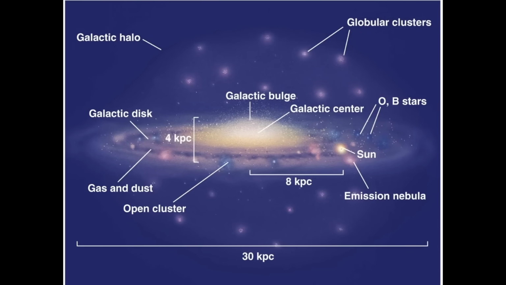O and B type stars are in the disk. Globular clusters are above and below the disk. There's a huge bulge of stars, a galactic bulge, and the gas and dust is primarily confined to the disk of the Milky Way. We saw pink emission nebulae that are like Orion star-forming regions or Trifid nebula star-forming regions that are in the disk. And so the gas and dust is in the disk, the hot stars are in the disk, star formation is in the disk, and the globular clusters are above and below.